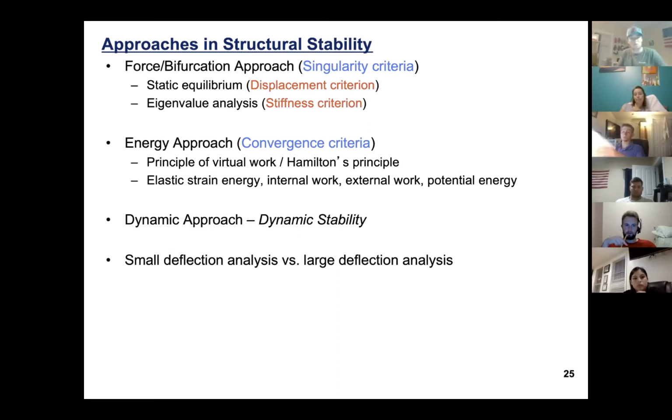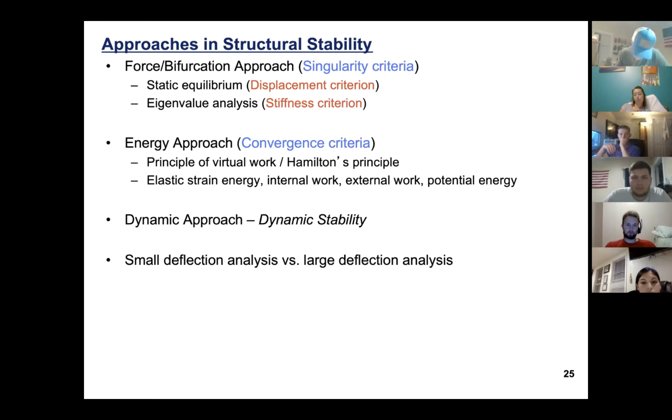You may call it the overall syllabus of structural stability. Essentially, there are three different approaches that we can use. I'm not counting the computer simulations in this overview. But what you're looking at here is the first approach, what we call the force approach. Well, what's a force approach?